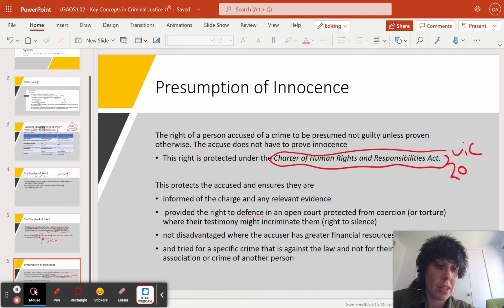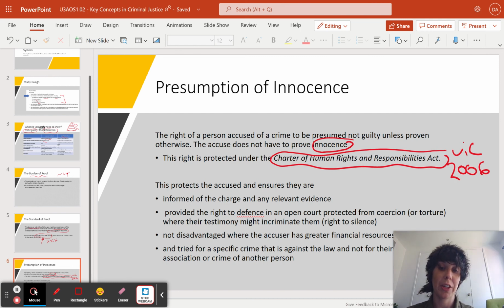All right. And it states that a person must be presumed innocent until proven guilty. Okay, so the accused does not have to prove their innocence, they're already presumed innocent. Rather, the prosecution must use all the evidence to prove that that person is guilty. So a person accused of a crime must be presumed innocent.